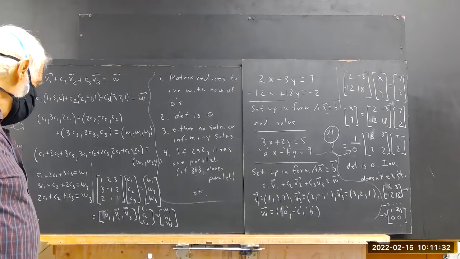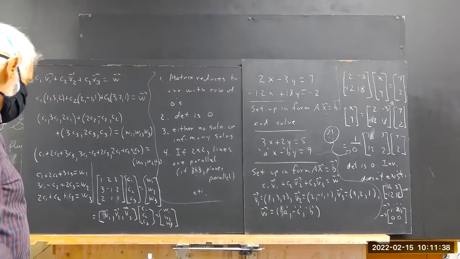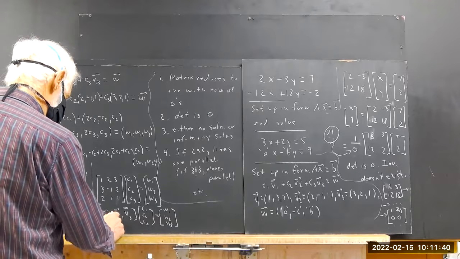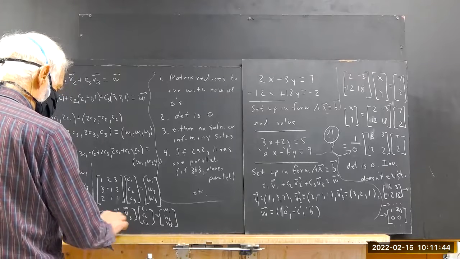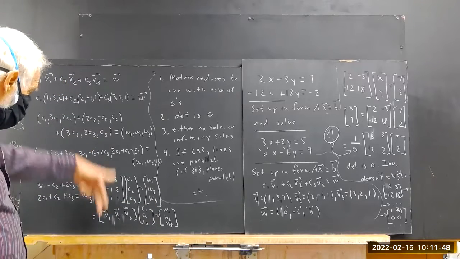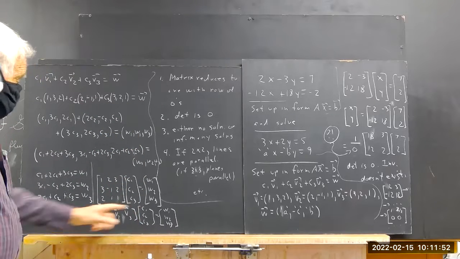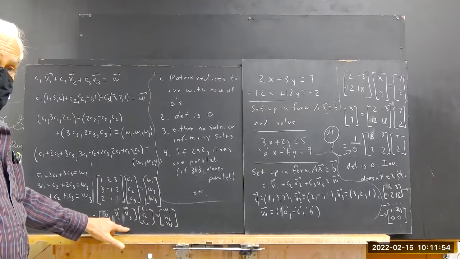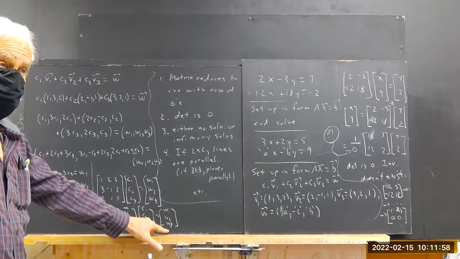But anyhow, I'm going to write it like this. This would actually be semicolons because they separate columns. But anyhow, V1 is a column, V2 is a column, V3 is a column. And there's your matrix. And that's a matrix you would invert to solve this equation.